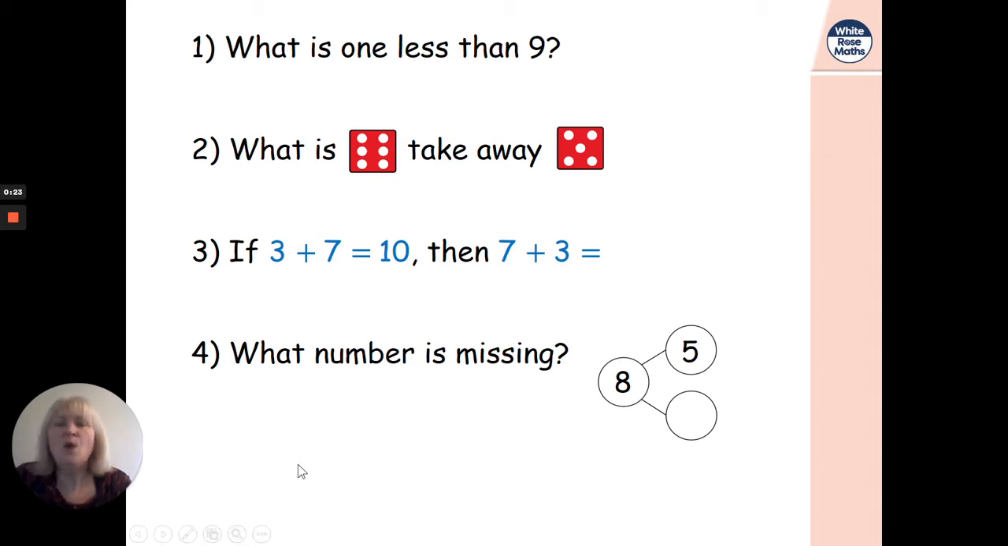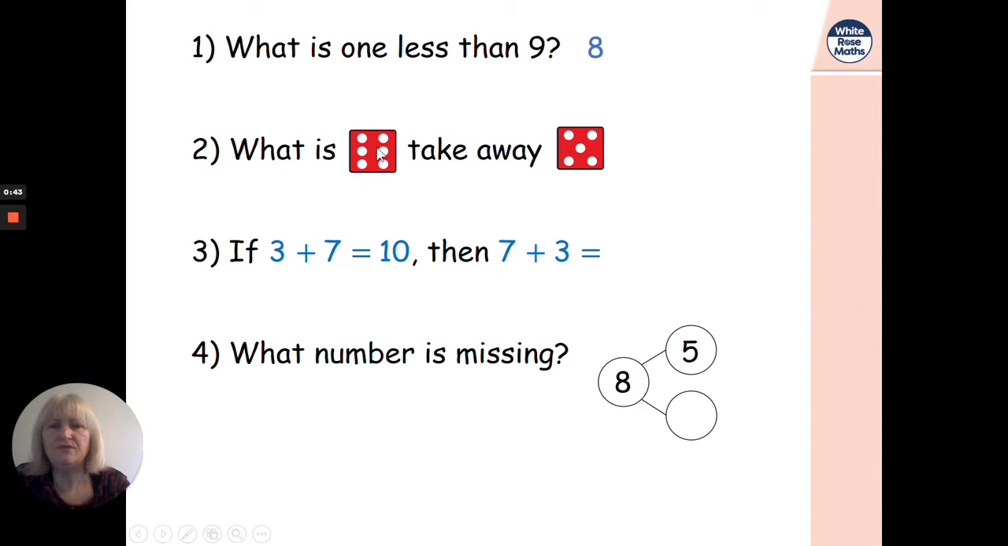Number 1, what is 1 less than 9? So not what comes after 9, but what is 1 less than 9? 1 smaller than 9? 8. Well done. What is this number on the dice?